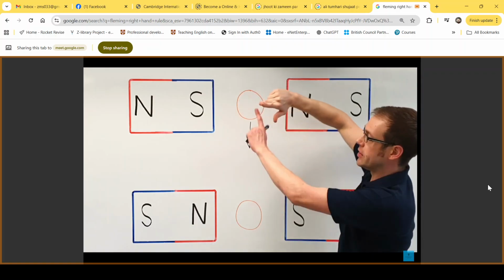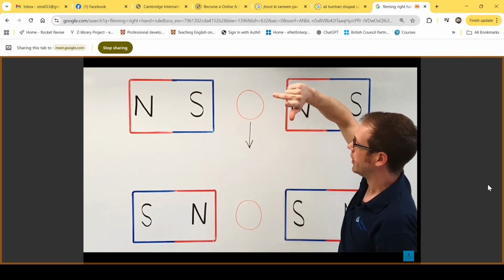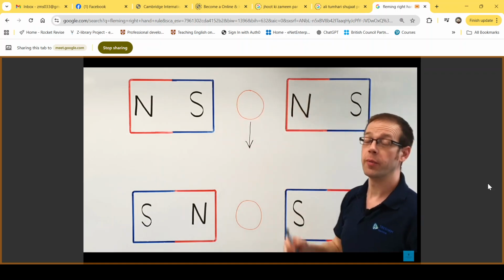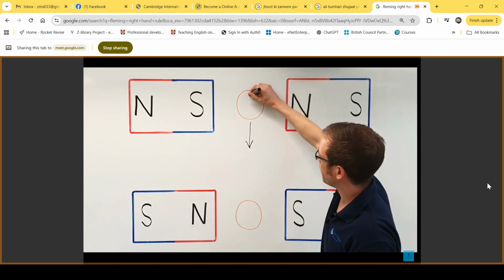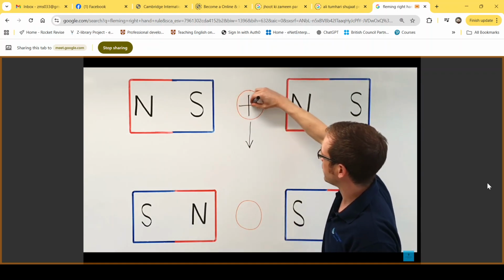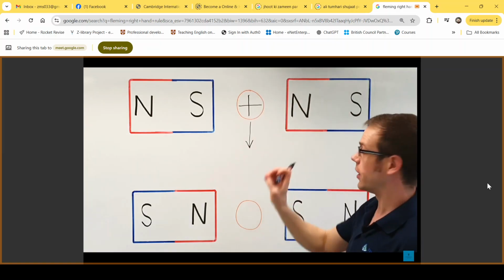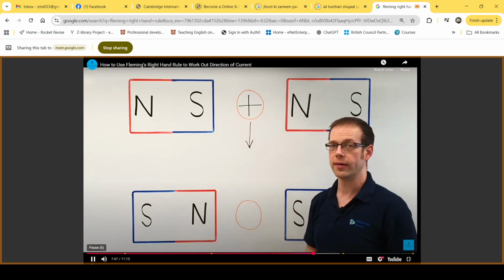And what that means is that my second finger, which represents the current flowing through the circuit, is going to be going into the board away from us. If you'll remember from a previous video in our series on magnets and magnetism, a cross like that indicates that the current is going away from us, much like the flight of a dart. If you throw a dart away from yourself, you'll see the flight going away like that.